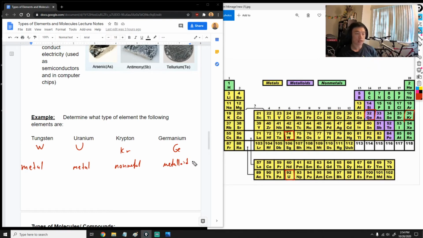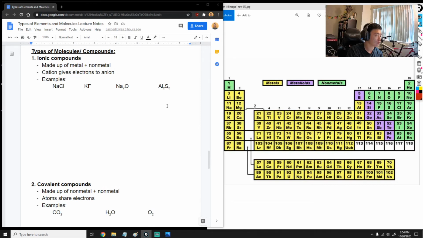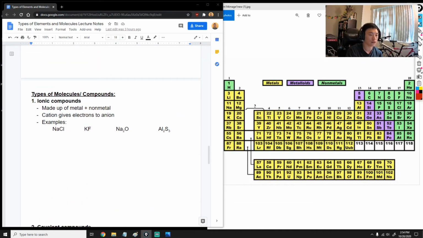Okay, so that's basically how you figure out if something is a metal, metalloid, or non-metal. Alright, so those are the 3 types of elements. Now we're going to talk about the 3 types of compounds or molecules. Alright, so there are 3 types of molecules. We'll talk about the first one.